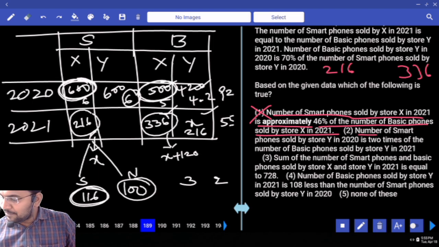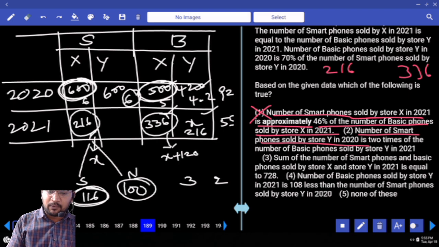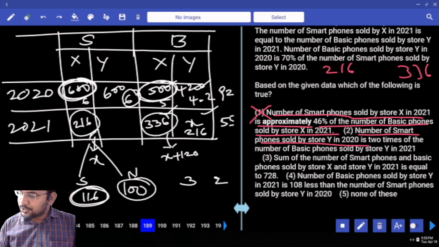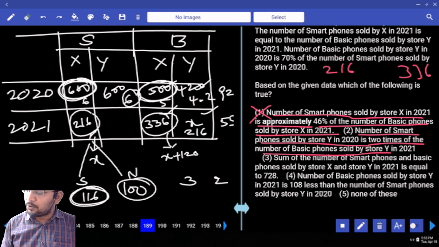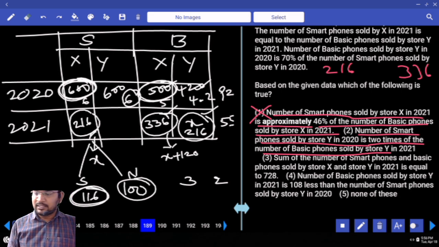Now, the number of smartphones sold by store Y in 2020. Store Y in 2020 smartphones is 600. It is 2 times the number of basic phones sold by Y in 2021. Y in 2021 is what? Is this 2 times? No, it is approximately 2.5 times. Yes or no? Like that, the second statement is also false.